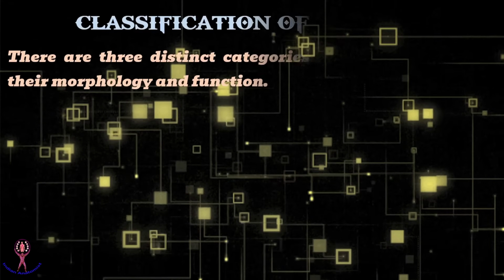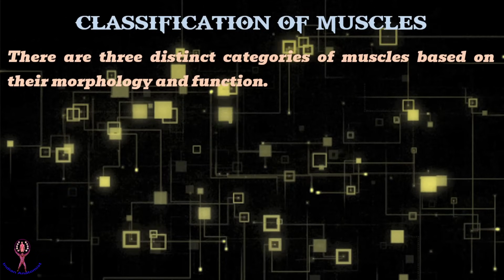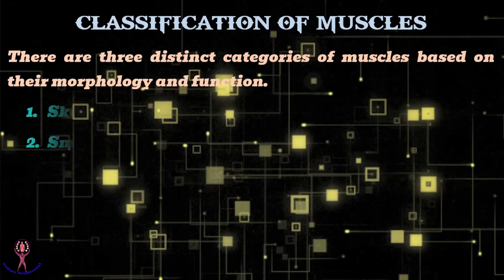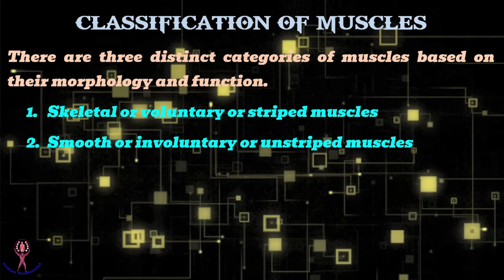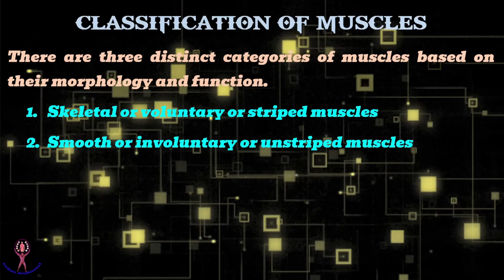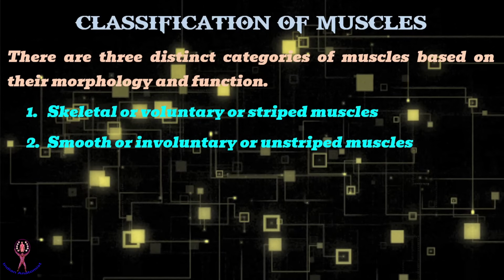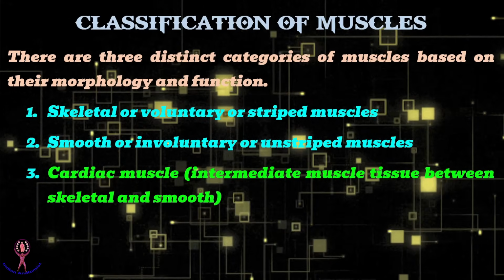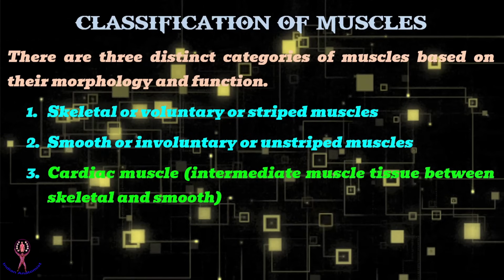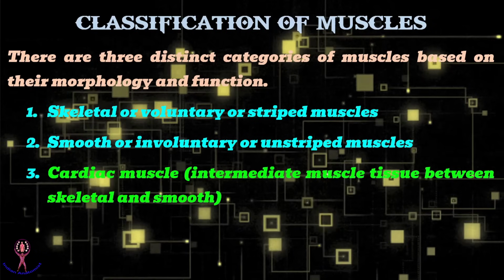Classification of muscles. There are 3 distinct categories of muscles, based on their morphology and function. They are: 1, skeletal or voluntary or striped muscles; 2, smooth or involuntary or unstriped muscles; and 3, cardiac muscle, an intermediate muscle tissue that lies between the skeletal and smooth muscle.